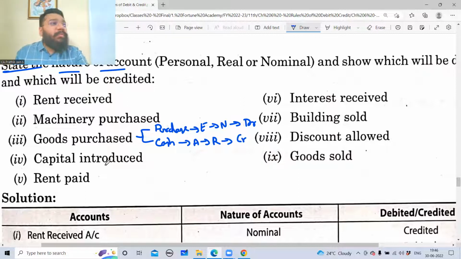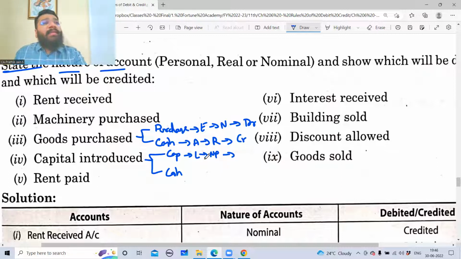Capital introduced. Two accounts. Which two accounts are affected? Capital account and cash account. In what mode he is giving capital is not told. Whether he is giving in cash, check, kind, nothing is mentioned. So assumption is always cash. So it is capital. Capital is a liability. Liability means natural personal account.